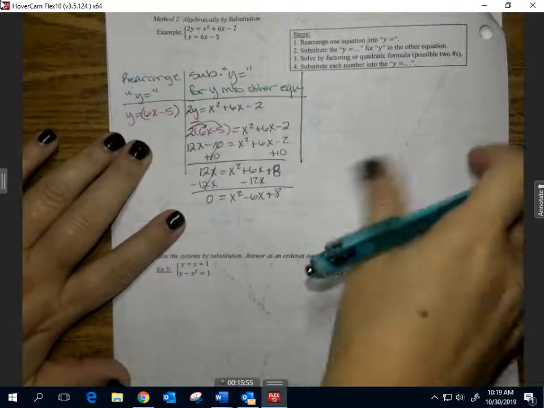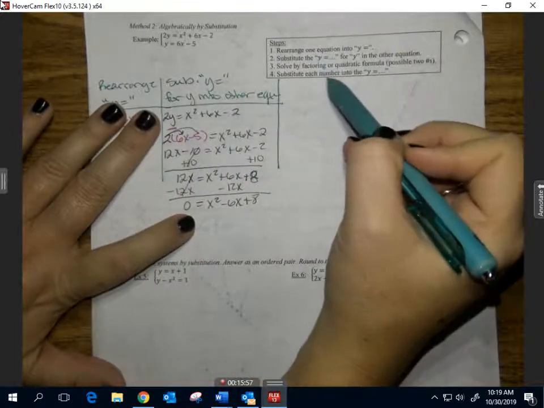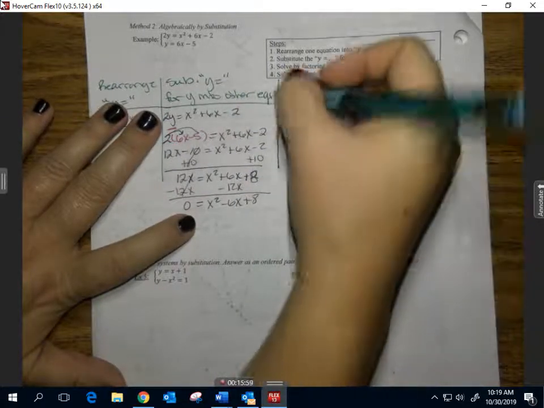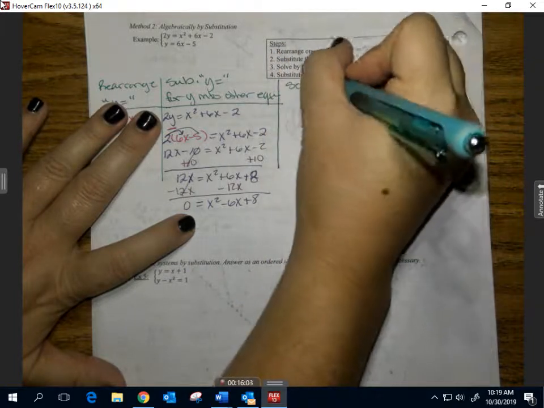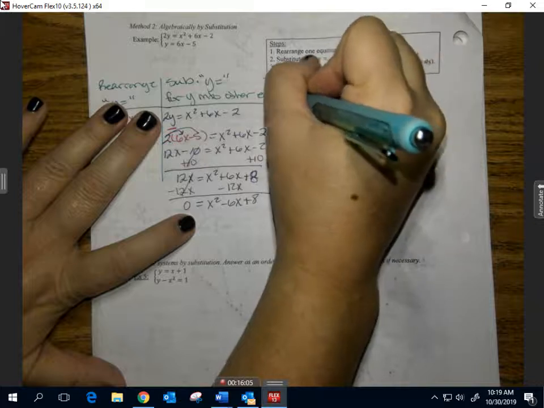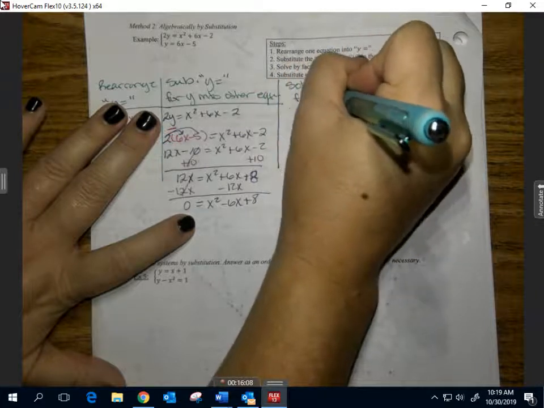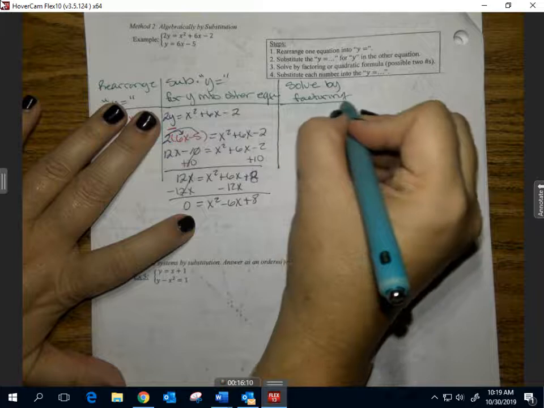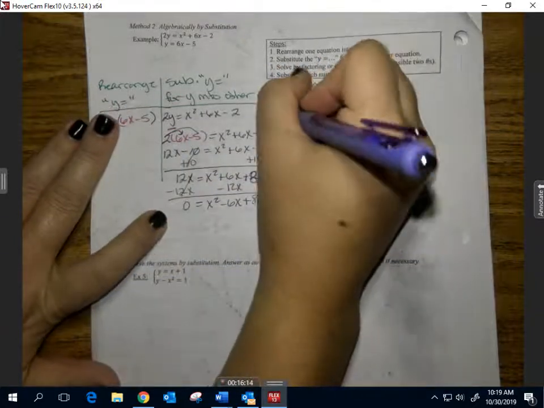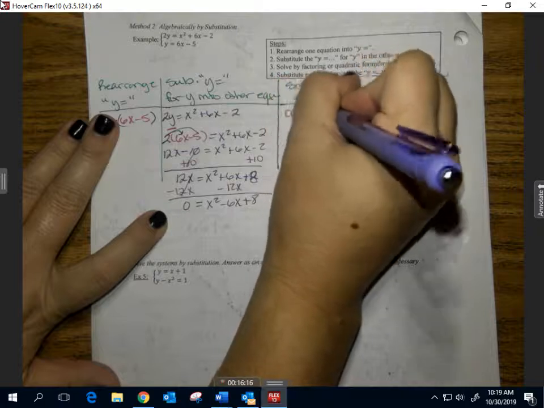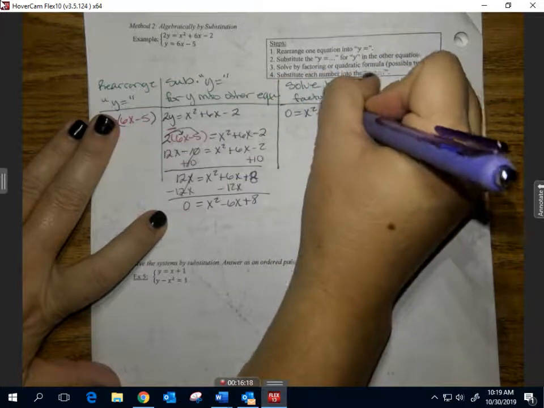So I'm going to go to my third. Third says solve by factoring or quadratic formula. For us, we're just going to solve by factoring, because I know we can factor this equation. So I'm going to put this here: 0 equals x squared minus 6x plus 8.